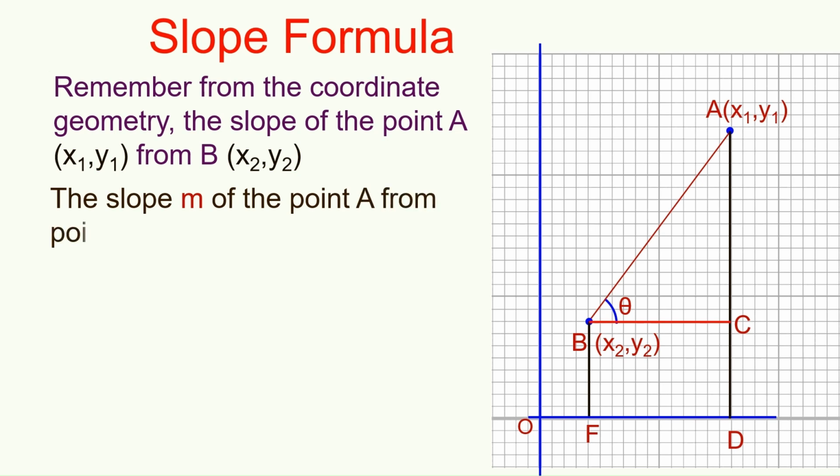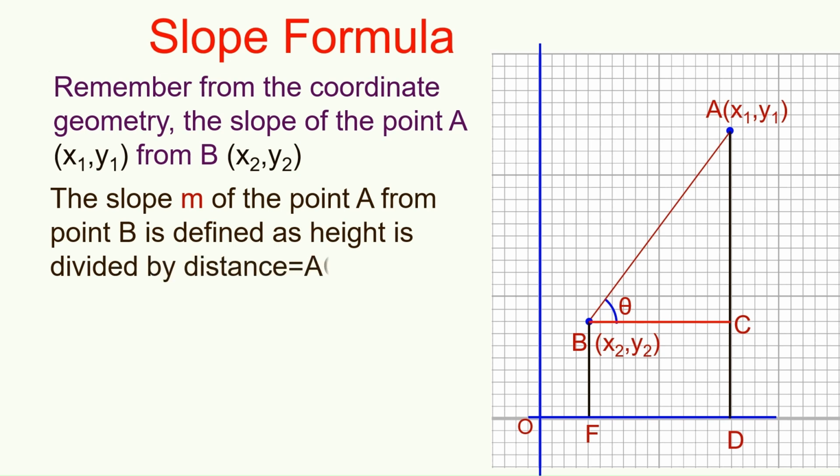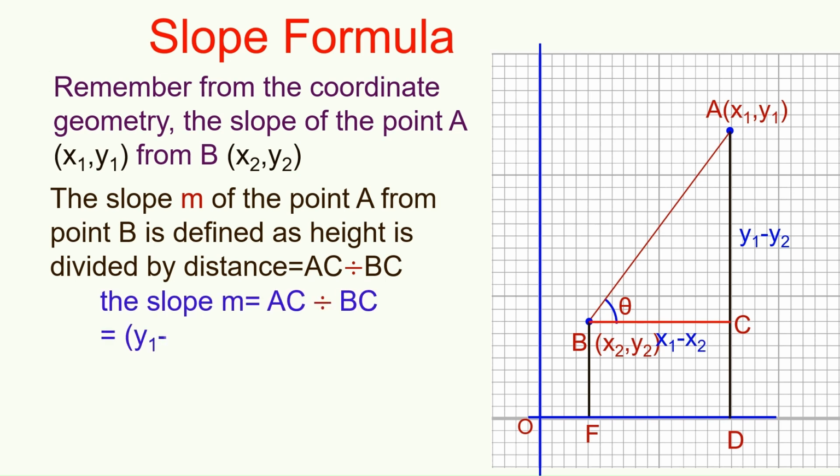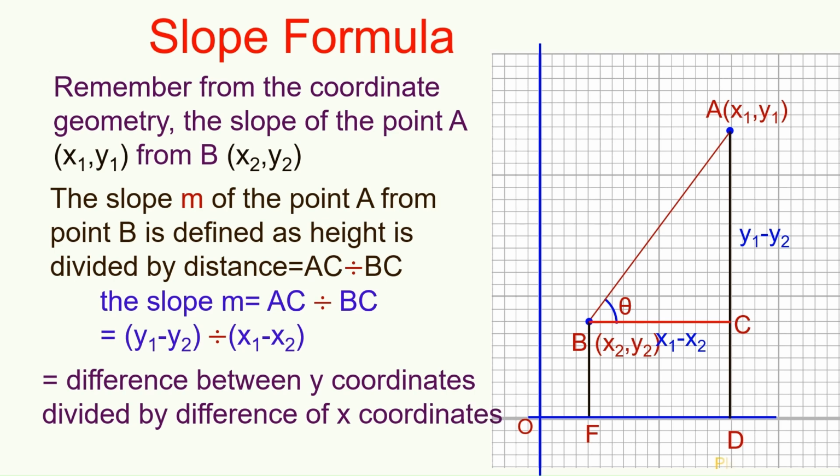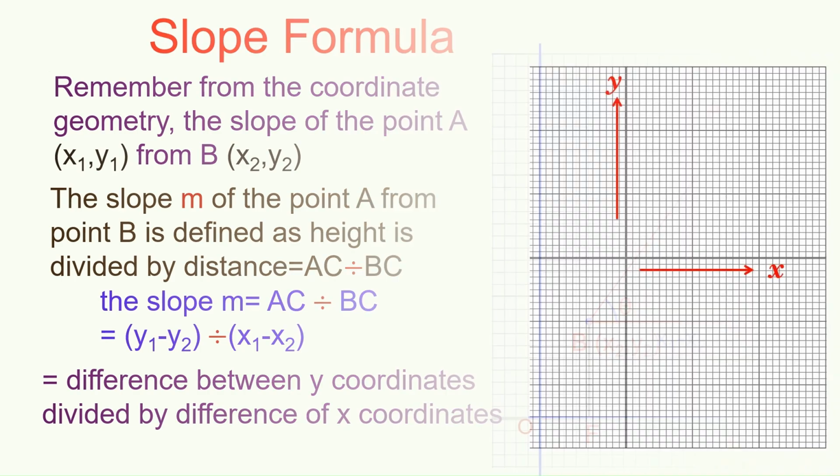The slope m of the point A to the point B is defined as height divided by distance, equals AC divided by BC. The slope m equals AC divided by BC equals y1 minus y2 divided by x1 minus x2, equals the difference between y coordinates of 2 points divided by the difference of x coordinates of those 2 points.